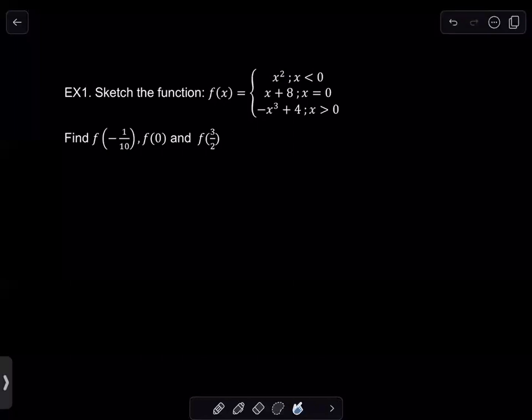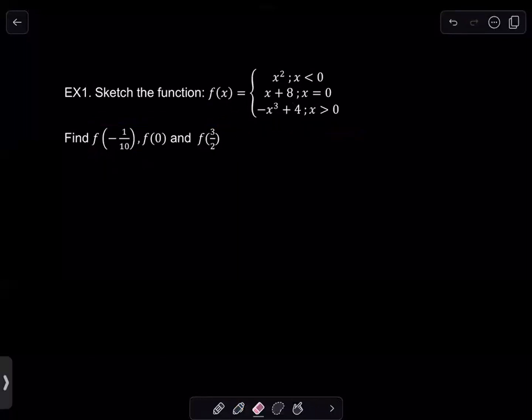Okay, in example one, what you need to do is sketch the function f of x. It's a piecewise function with three different pieces. Follow the steps that I showed you on the previous slides. After you've done that, you can use your graph or the formula, if you find that easier, to find the value of f of -1/10, f of 0, and f of 3/2. So pause the video, take a minute to do this example, and then press play to watch the solution.